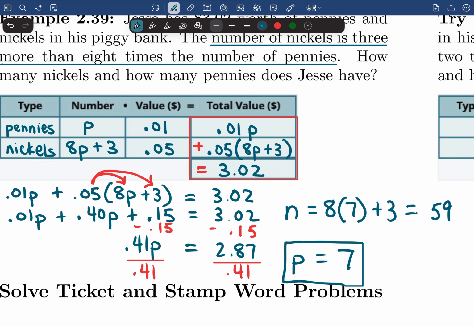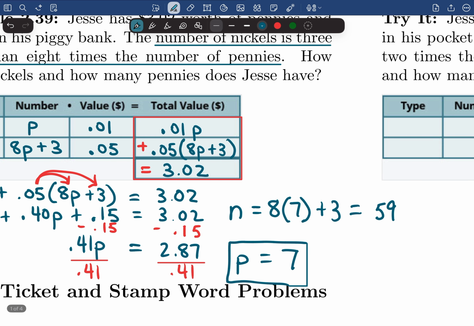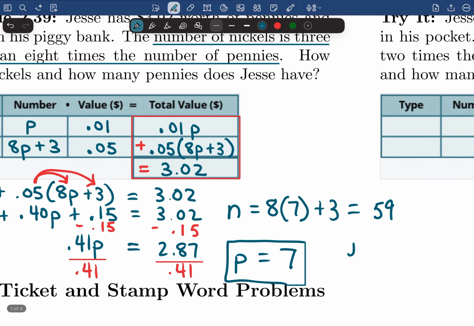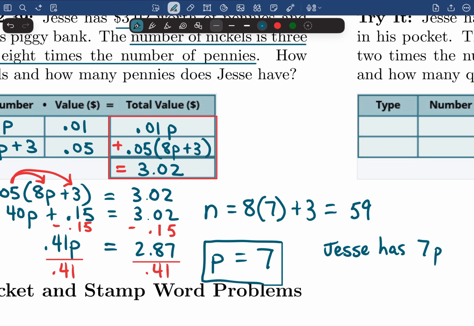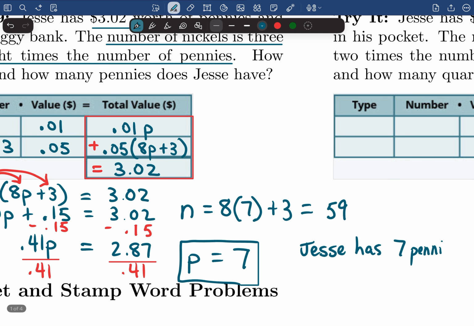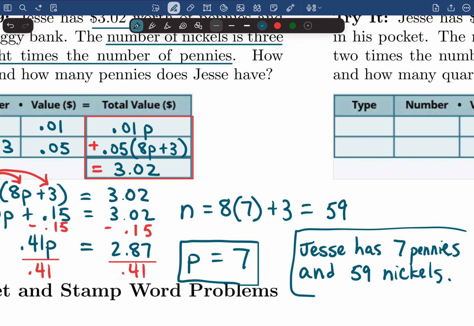Okay, so we have found the amount of nickels and the amount of pennies. We might as well write a statement like: Jesse has 7 pennies and 59 nickels. All right, we have gone through the full solution process for this problem.